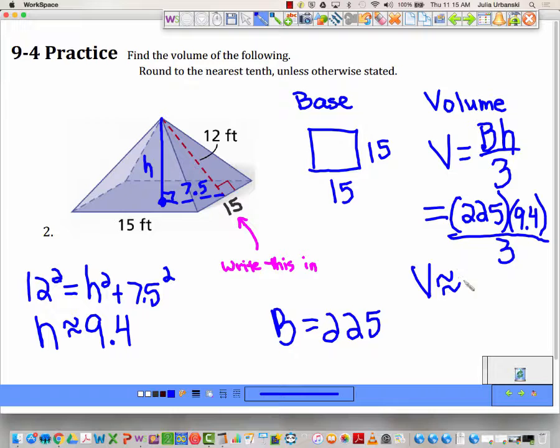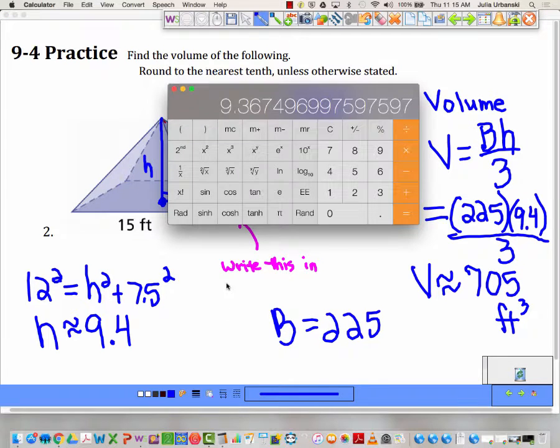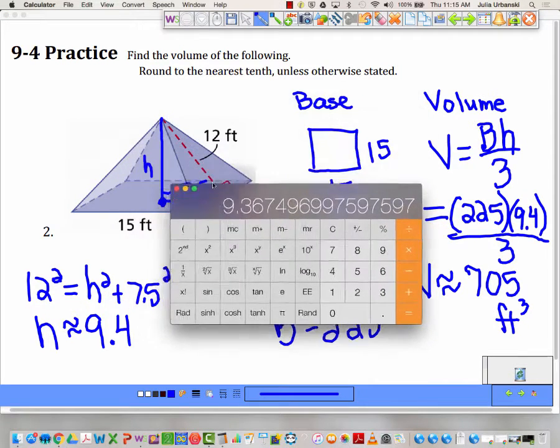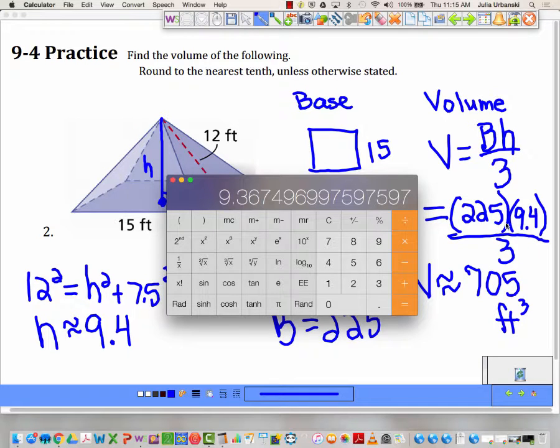7.5. Okay. If you use 9.4, it comes to 705 feet to the third. If you took your calculator, watch this. See how we still have the 9.36? Watch the difference. If I take that now, instead of rounding it to 9.4, if I multiply times 225, and then I hit divided by 3, it's a more accurate answer. It's actually smaller, 702.6. You see why that difference is. It's important that you know that difference.